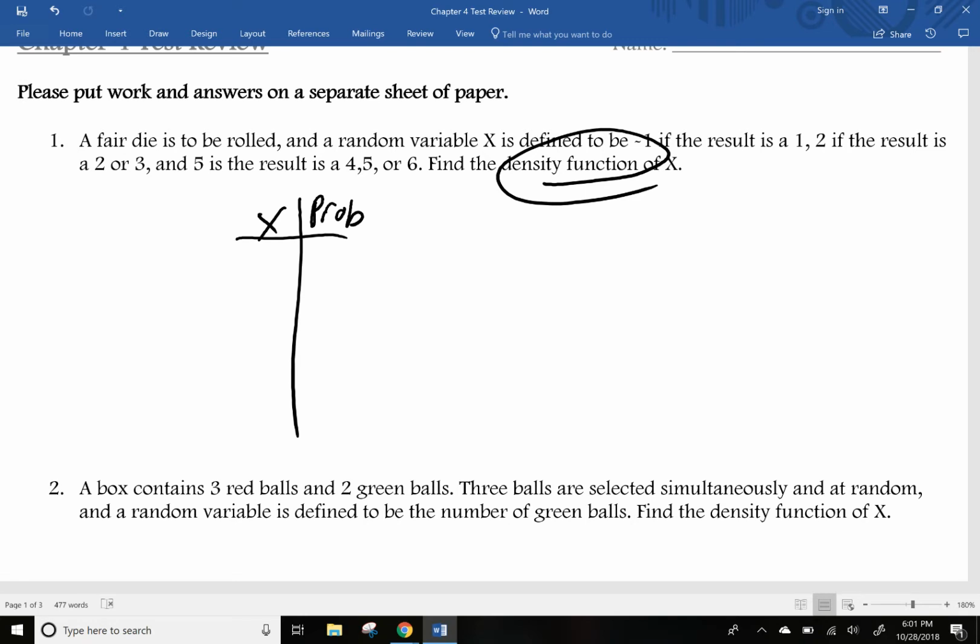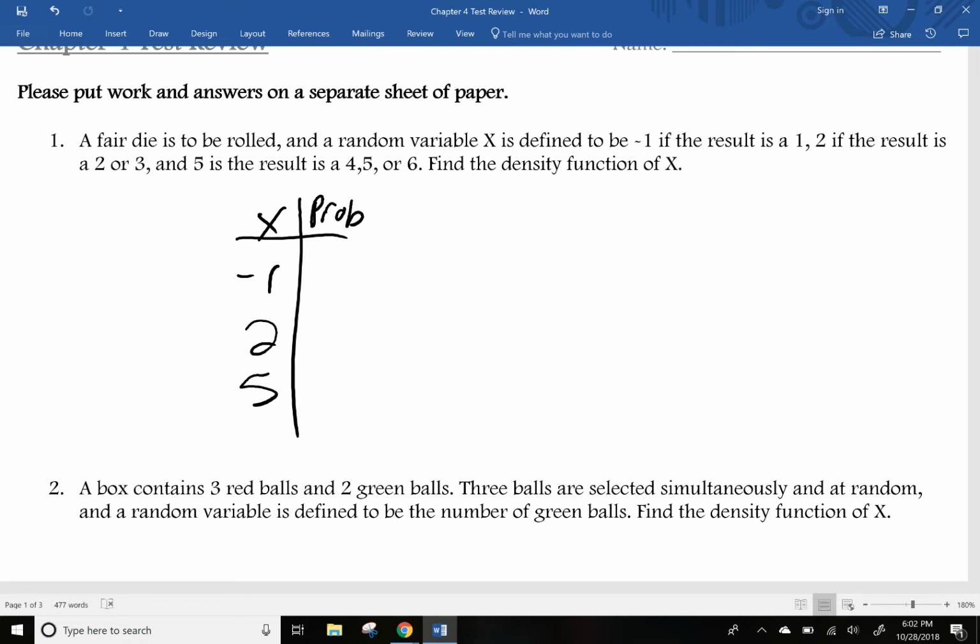So our random variable x, it tells us what it is. It's defined to be -1 if the result is a 1. It's defined to be 2 if the result is a 2 or 3, and it's defined to be a 5 if the result is 4, 5, 6. So it tells us what the random variables are. It's just some random numbers it decided to give us. And now the probability of that.